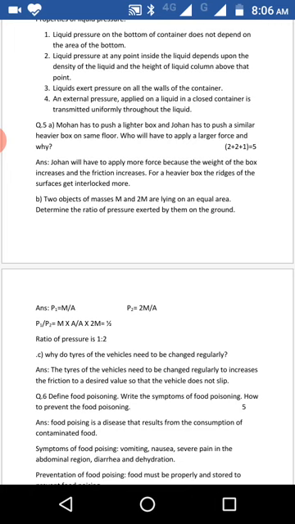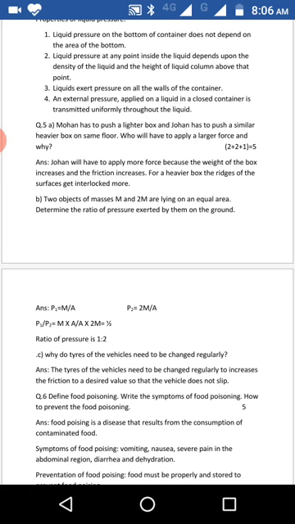Masses are given, so we applied the pressure formula here. So we need to find the ratio. So P1 upon P2 is equal to m upon a divided by 2m upon a. So we are getting 1 by 2. So the ratio of pressure is 1 by 2.